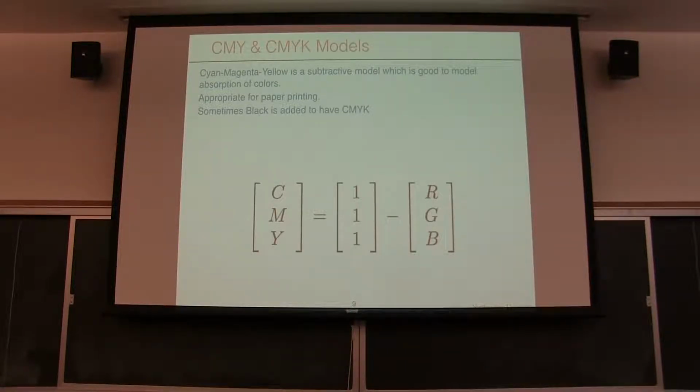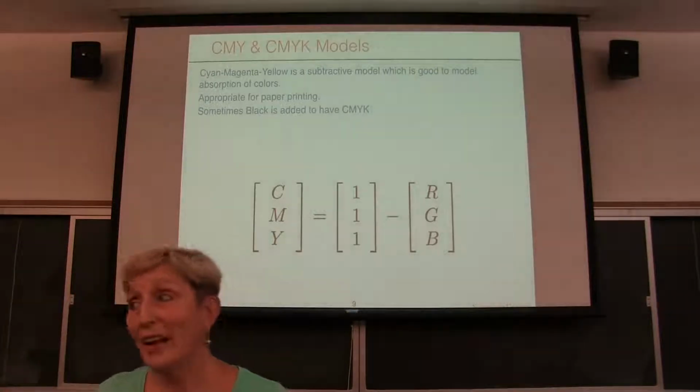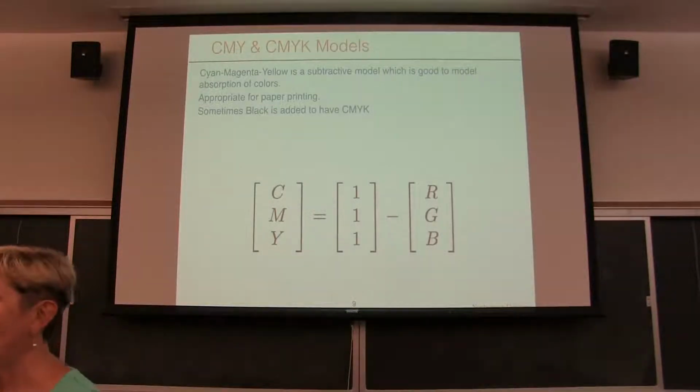Yes? Is CMY always scaled between 0 and 1, or is it scaled up to the number of bits? So you can play back and forth. It's a normalization. Most of the time here we're going to be talking about 0 and 1, but then in your images you might represent it between 0 and 255. So again, you go one way or the other depending on what you're doing. If you want to work with integers, you work with 0 to 255. If you want to work with real numbers, then it's between 0 and 1.